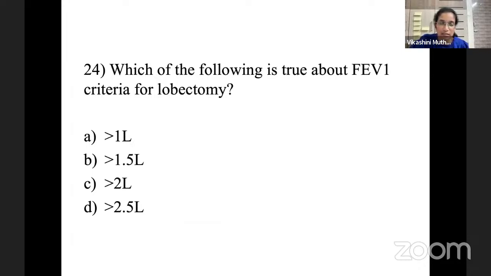Yes, coming to the last question. Totally you have 25 questions, so we have reached the 24th question. Which of the following is true about FEV1 criteria for lobectomy?